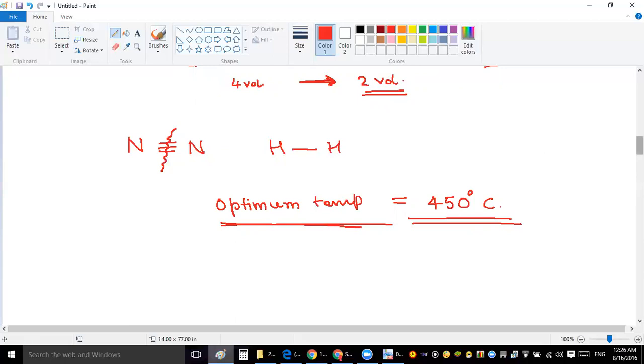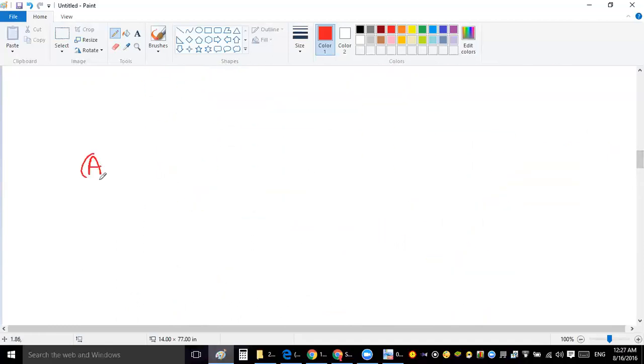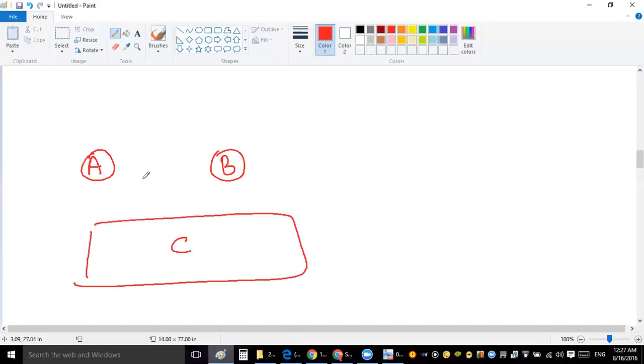The last part is about the catalyst. Now see, if you are using a catalyst, what does it do? It provides a surface area for the reactants to combine together. Basically, suppose you have a substance A, a substance B, and this is your catalyst, substance C. A will be brought over here, B will be brought over here. It is going to form a surface or a medium at which they can react. Once A and B have combined together, they will go away. This is what a catalyst is going to do.